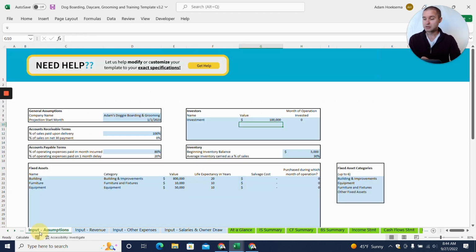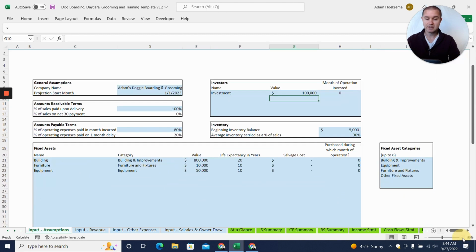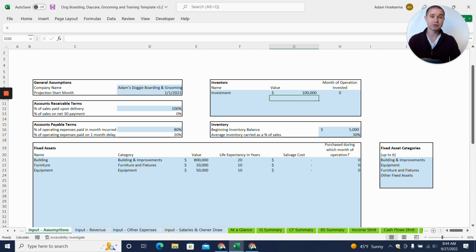So we're going to jump back to our input assumptions tab here, and I'll walk you through how to fill this out. Any cell that's highlighted in blue is an assumption that you can change. We've got our company name, Adam's Doggy Boarding and Grooming, and we've got a start month. I'm going to put in $100,000 of my own money to help start the business. So we've got the personal investment. You could have other investors. You could add in other investors here as well.